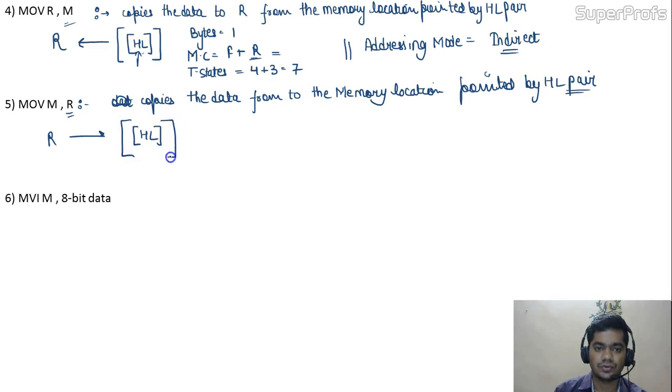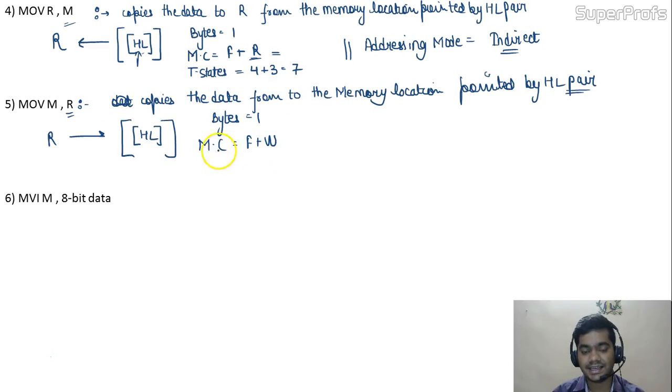Similarly here, the number of bytes would be 1. The machine cycles involved would be fetch plus write, because we are writing the data in the memory. Therefore, we have used the write operation, and the T states available would be 4 plus 3, that is 7. So these were two operations.